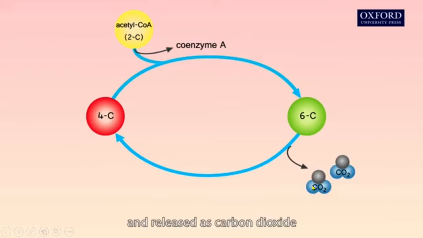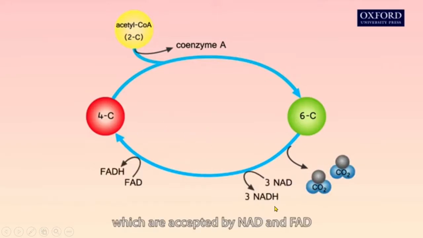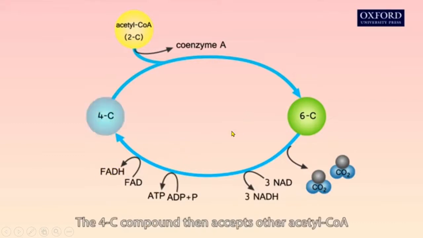Now, not only is carbon dioxide produced, but the conversion into the 4-carbon produces or releases 3 NADH and 1 FADH2. Not only that, it produces 1 ATP. So 1 acetyl-CoA produces 2 carbon dioxide, 3 NADH, 1 ATP, and 1 FADH2. Now please do take note that there are 2 copies of the acetyl-CoA, so another acetyl-CoA will go around the Krebs cycle. In total, you produce 4 carbon dioxide, 6 NADH, 2 ATPs, and 2 FADH2.